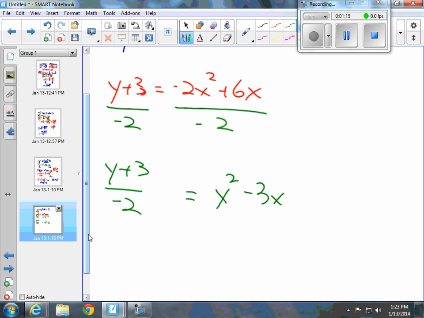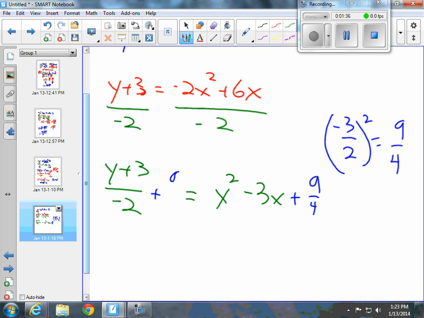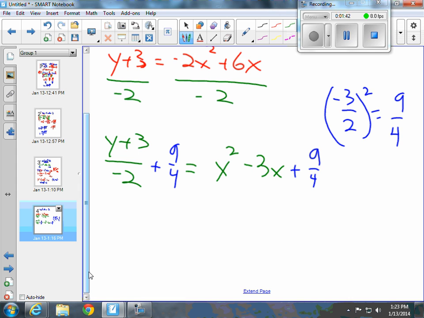b over 2 squared, negative 3 over 2 squared, is equal to 9/4. Okay? So I'm going to add 9/4 to both sides. Now I have on my right side x minus 3/2 squared, because that's the whole purpose for completing the square. And on my left side, I still have y plus 3 over negative 2 plus 9/4.